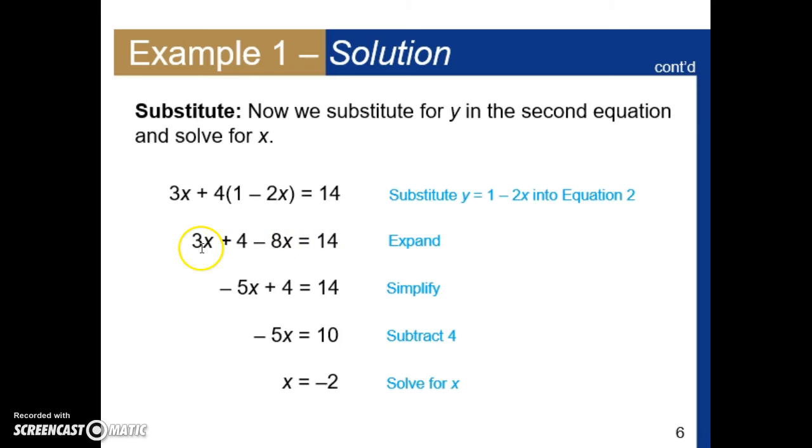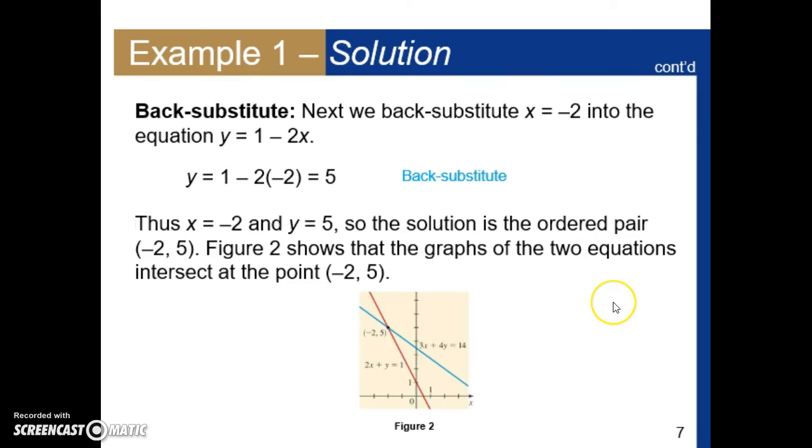I use good algebra, gather like terms, solve for x, and I find that x equals negative 2. Now I have a value for x. I need to back substitute into one of those equations and find a value for y. So I'm going to use y equals 1 minus 2x, substitute the value of x equal negative 2, and I find that y equals 5. So x equals negative 2 and y equals 5 is the solution. It's the ordered pair negative 2, 5, and you can see graphically that is the intersection point between the graphs of those two lines in the plane.